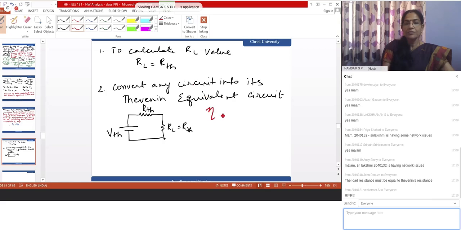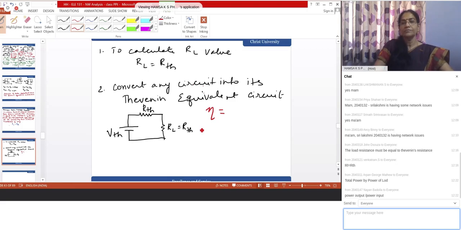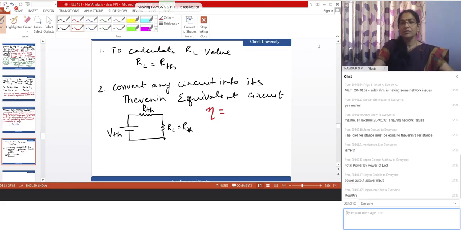Can you tell me the expression for efficiency of the circuit? What is efficiency? How will you define efficiency? In terms of power, you tell me. Efficiency, you can define it for various quantities. You can define it for voltage, current. I want the efficiency for power. Okay, let me see what you have written. Output power by input power into 100.